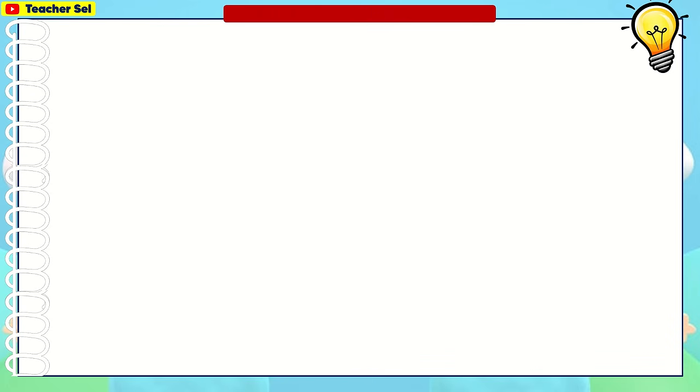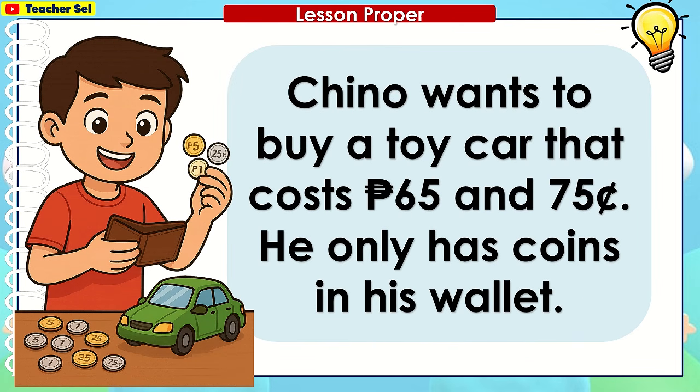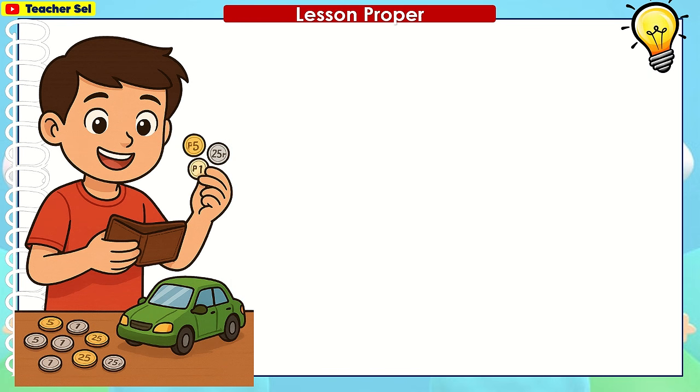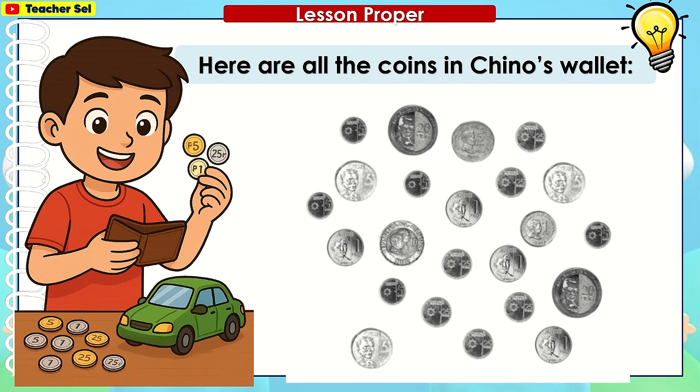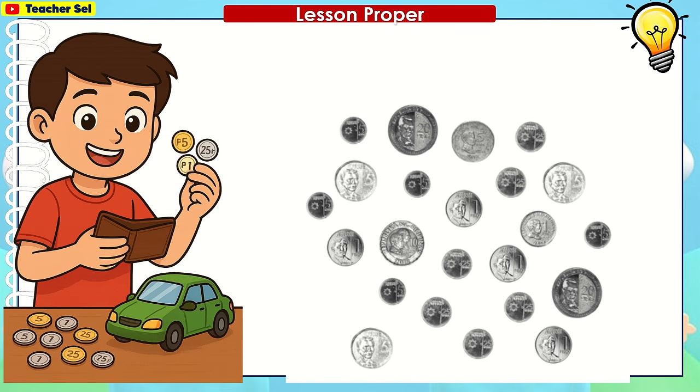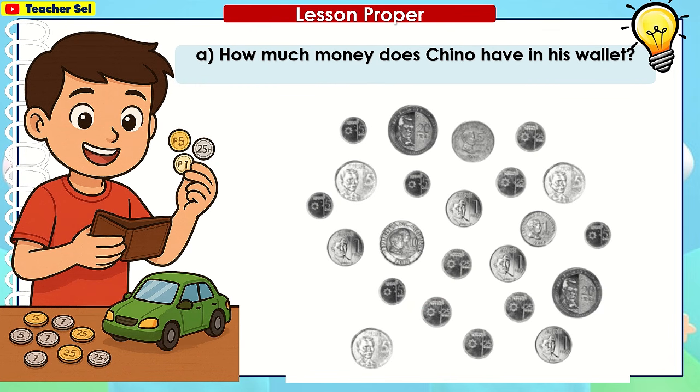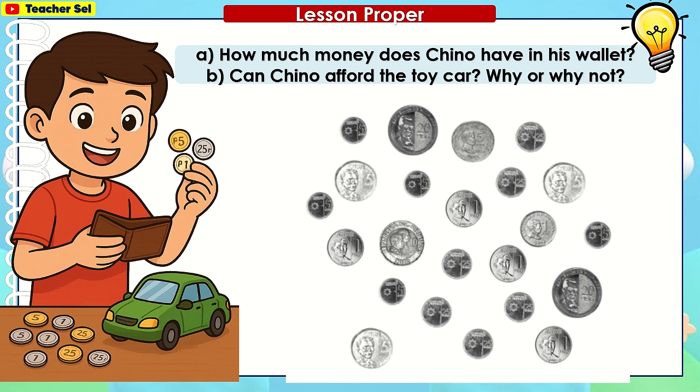Read the problem. Chino wants to buy a toy car that costs 65 pesos and 75 centavos. He only has coins in his wallet. Here are all the coins in Chino's wallet. How much money does Chino have in his wallet? Can Chino afford the toy car? Why or why not?